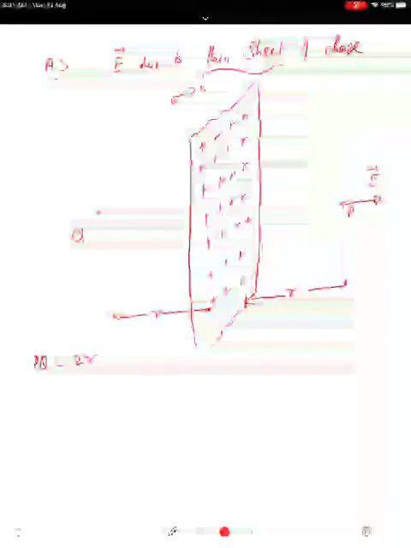To find the electric field at the point P, first we have to construct a Gaussian surface. What is the Gaussian surface here? For convenience, it will be a cylinder. Construct a cylinder of length equal to PQ, and of any cross-section area. You can take 1 centimeter square or 1 millimeter square, but the speciality is that it will pierce through the sheet, pass through the sheet and go.